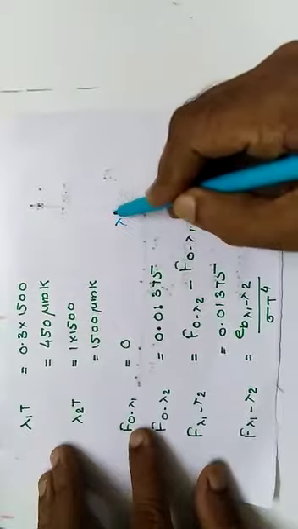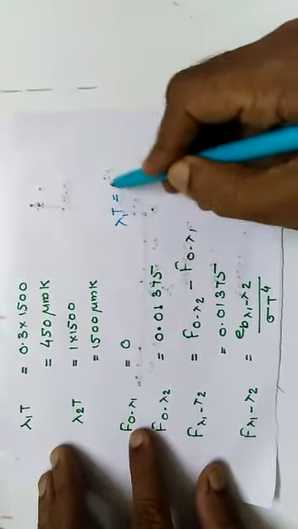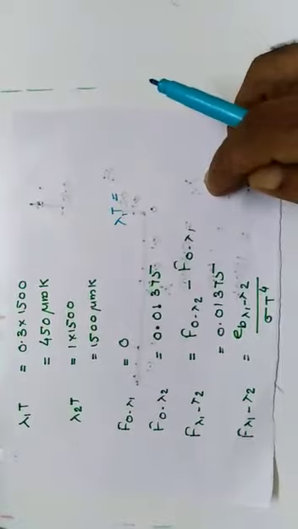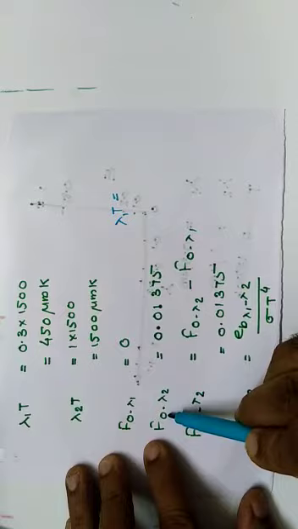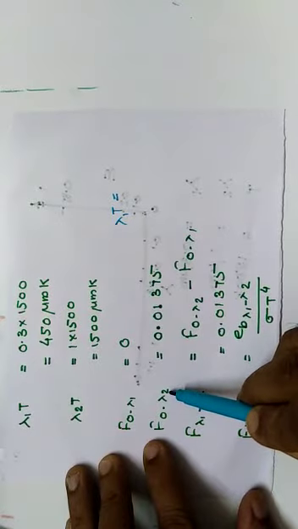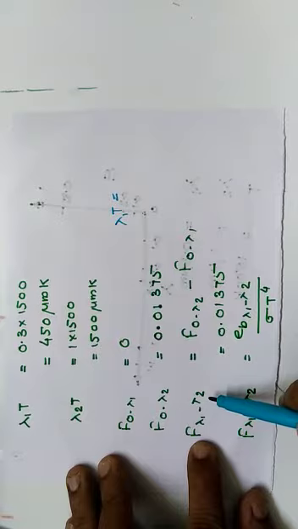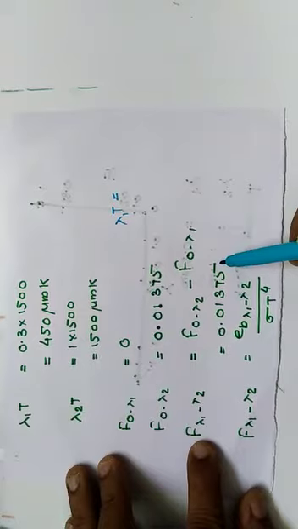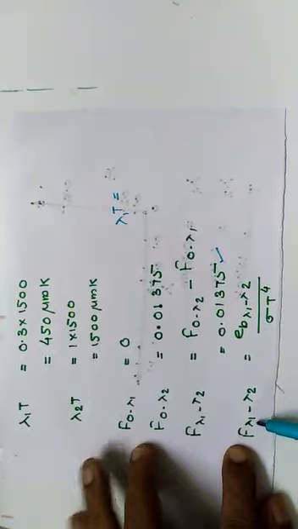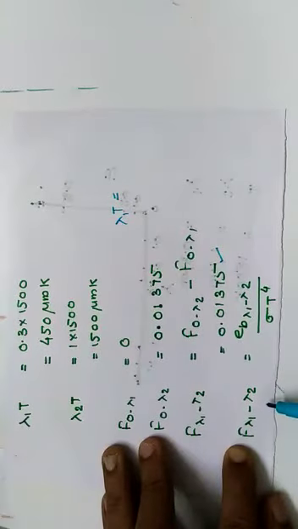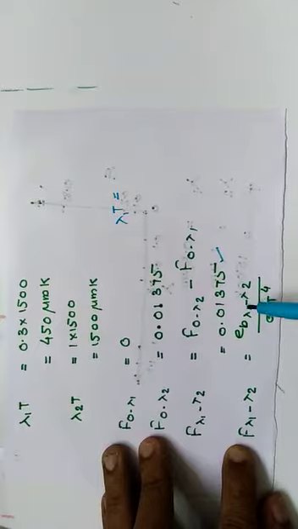You take the value of lambda 1 T, and corresponding to that you calculate the fraction of the emissive power. Similarly, you calculate the fraction of the emissive power in the region f of 0 to lambda 2 also. Then f of lambda 1 to lambda 2 equals f of 0 to lambda 2 minus f of 0 to lambda 1. That will give you 0.01375. What is f of lambda 1 to lambda 2? It is the emissive power for wavelengths between lambda 1 and lambda 2 divided by sigma T raised to 4.